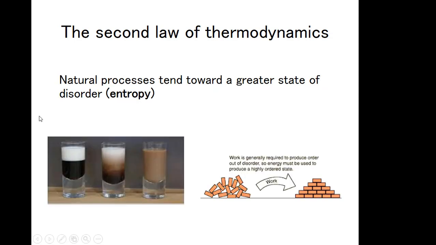Another look at entropy here, right? On the right, you can see the bricks. You have to do work to get them stacked. And on the left, if you have milk, and then there's some chocolate syrup at the bottom of the glass, the milk and the syrup are naturally going to mix together. They're not going to unmix. So if they're already mixed together, it doesn't go in this direction. It always becomes more disorganized.